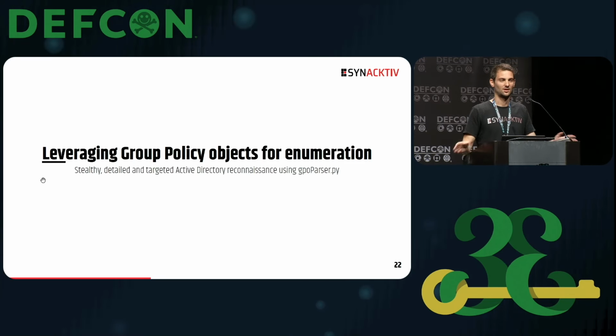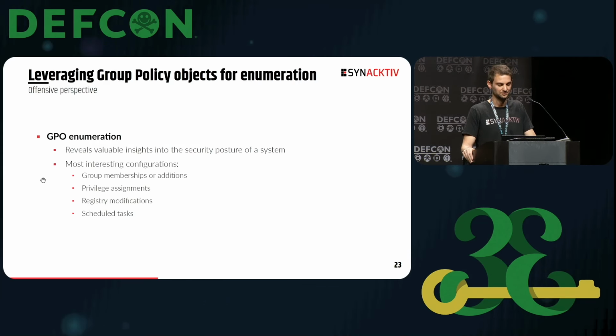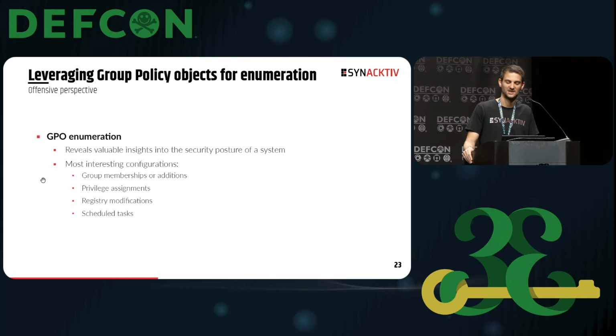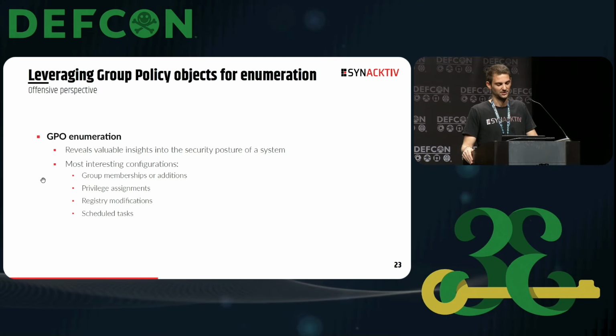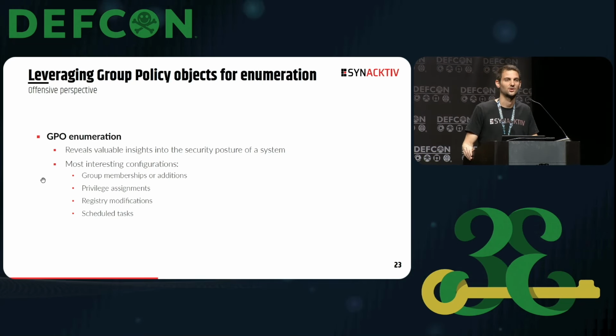Okay, so this was how GPO works. There are also a few other attributes that we don't have time to talk about, but these are the main important ones. So now we want to present a tool that we developed to enumerate GPOs in a stealthy way. We found that during assessments, GPO enumeration is quite useful. It reveals valuable insights into the security posture of the system. And most of the time, we will see interesting stuff like group membership or addition, privilege assignment, registry modification, and so on. So it's quite interesting from an offensive perspective, and we go into the detail of each one.